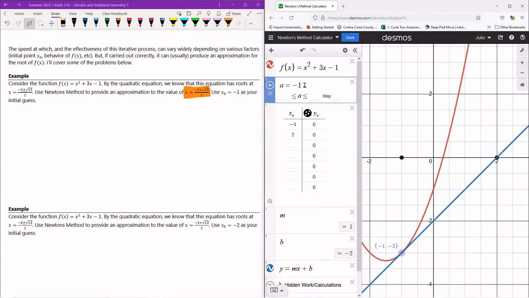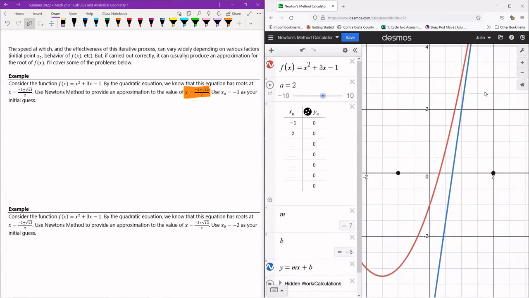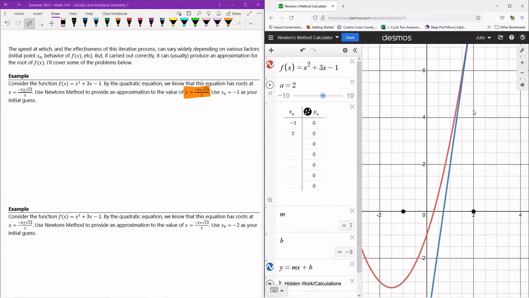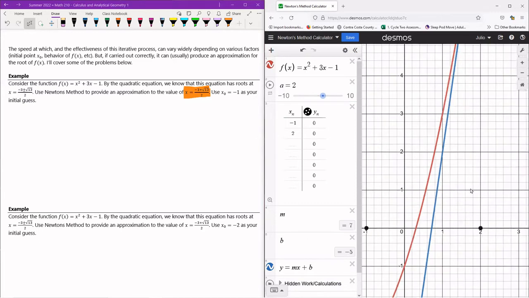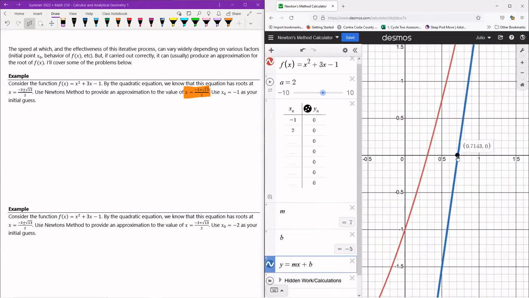I'm going to change it to 2. I'm going to get the tangent line approximation at x equals 2. That will see way the heck up there. It gave me the tangent line approximation, and the root of that tangent line approximation is 0.7143.